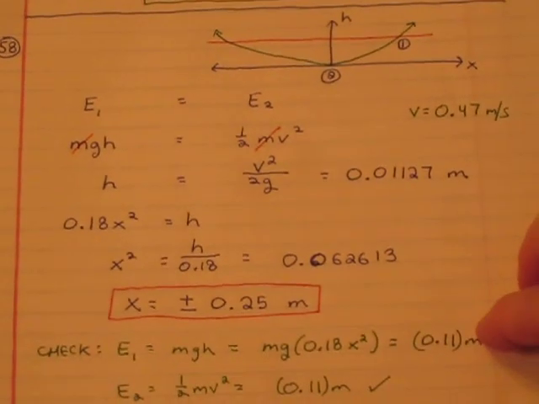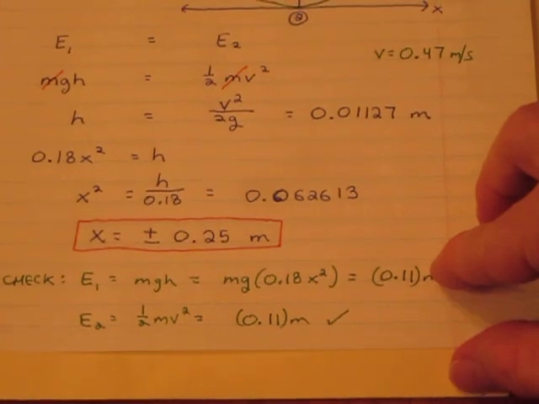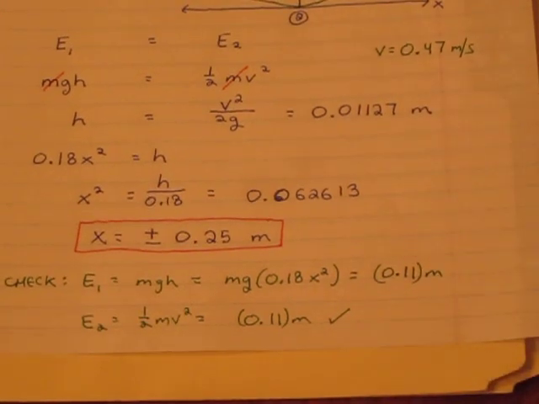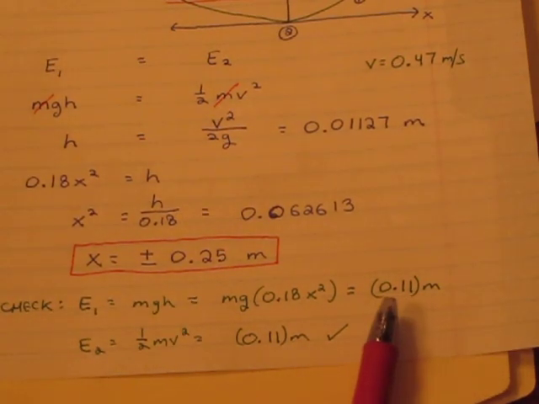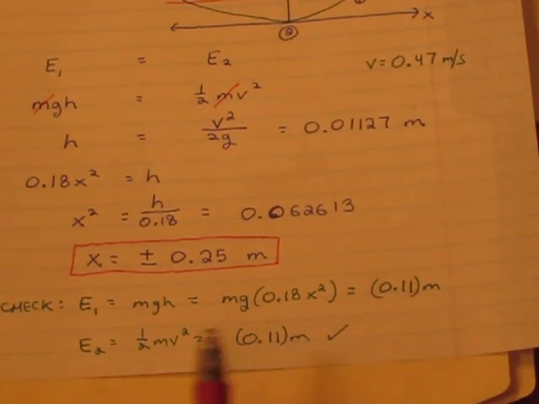Now, how can we check that? Well, we know that energy is conserved, so energy at state 1 should be equal to energy at state 2. We can say for energy at 1, mgh, and we plug that in. That's going to be mg times 0.18 x squared. Now we don't know what mass is, but what we can get is that it's going to come out to 0.11 m. And then energy at 2, 1/2 mv squared, plug in those numbers, and we get 0.11 m. So regardless of what mass is, they come out to be the same.